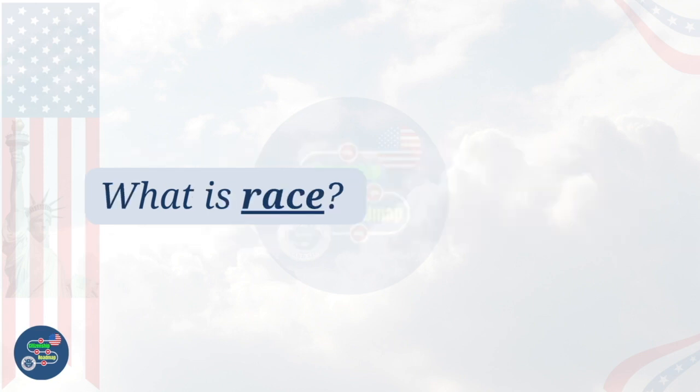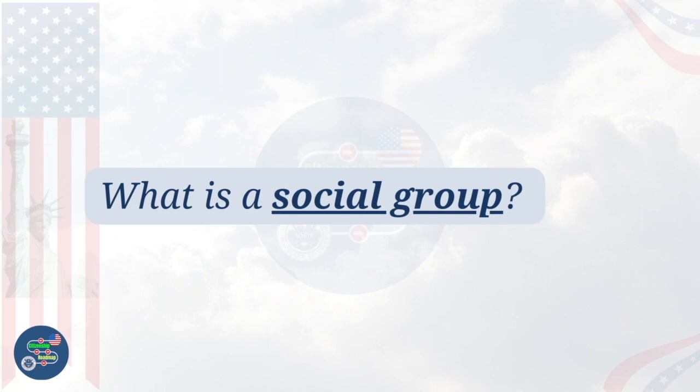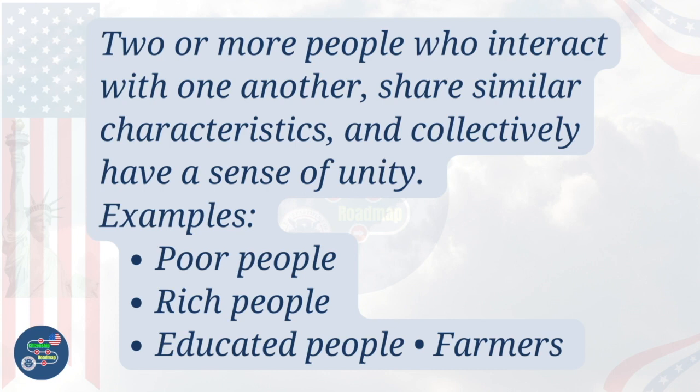What is race? Race is a categorization based on physical traits such as skin color. Nationality refers to a person's citizenship in a particular country. Examples: Black people, white people, Asian people. What is a social group? Two or more people who interact with one another, share similar characteristics, and collectively have a sense of unity. Examples: poor people, rich people, educated people, farmers.